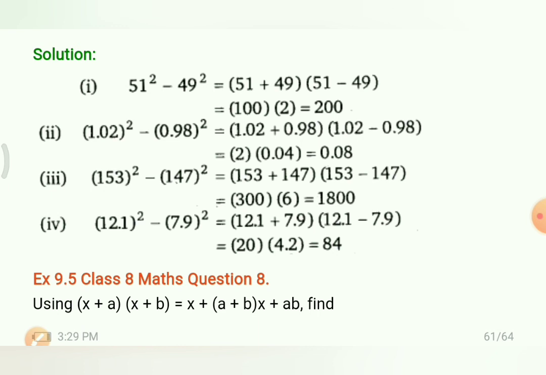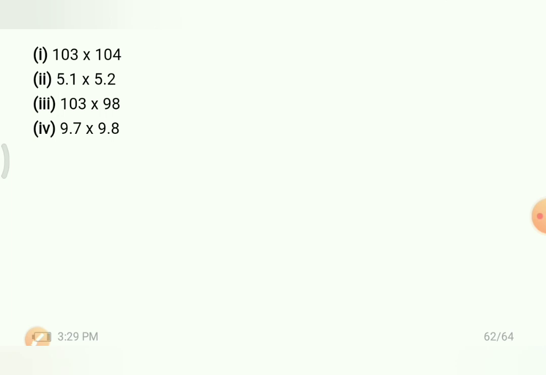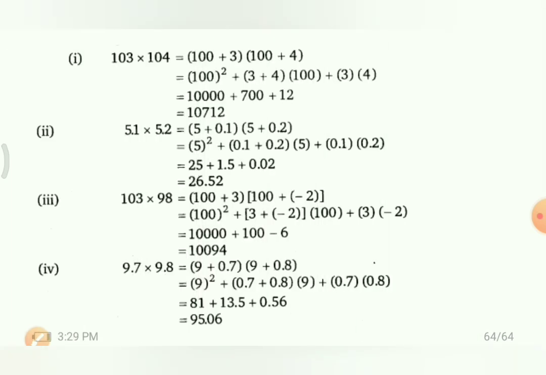It says that you have to use identity 4. It is x plus a into x plus b. You have to use this identity and solve. So they have asked to solve 103 into 104. Let's see how to solve that. You have to use identity x plus a into x plus b. So we'll replace 103 as 100 plus 3. That means you have to split that to make it x plus a into x plus b.